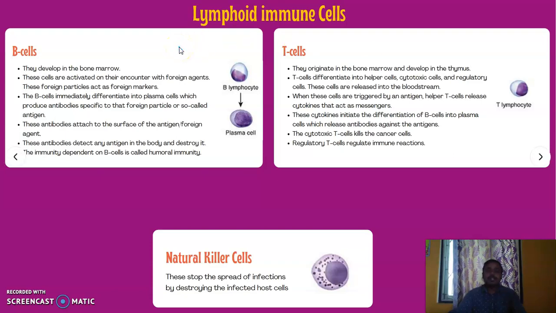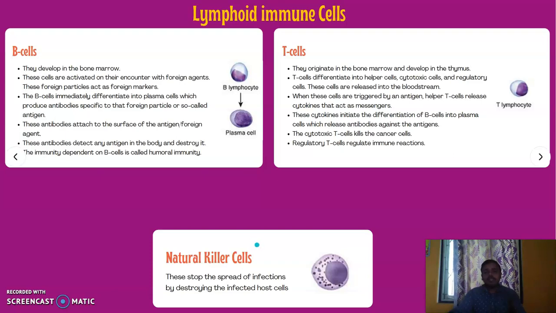The second type of lymphoid immune cells is B cells. B cells develop in the bone marrow. They also activate on their encounter with foreign agents. These foreign particles act as foreign markers. The B cells then immediately differentiate into plasma cells, which produce antibodies specific to that foreign particle, the so-called antigen. These antibodies attach to the surface of the antigen or foreign agent. These antibodies detect any antigen in the body and destroy it. The immunity dependent on B cells is called humoral immunity.